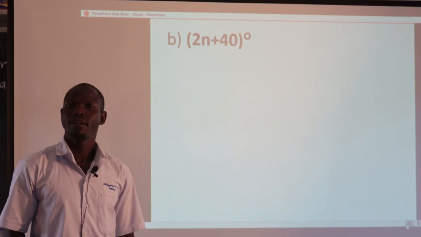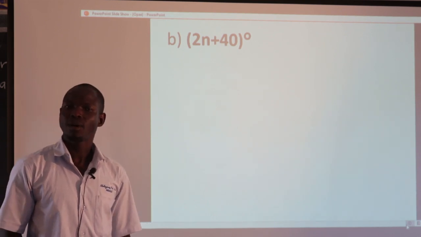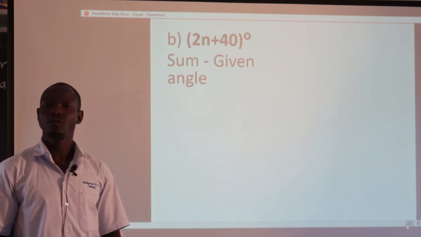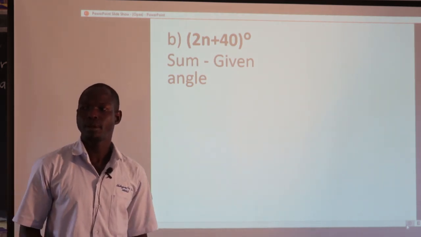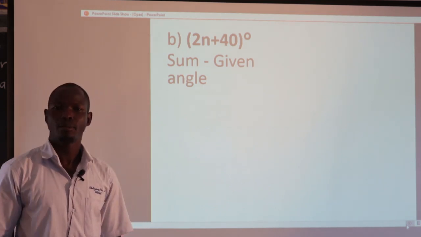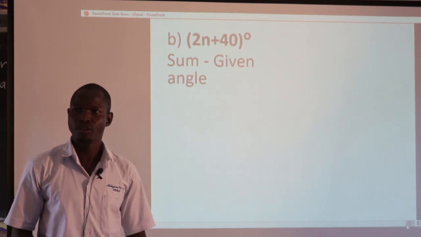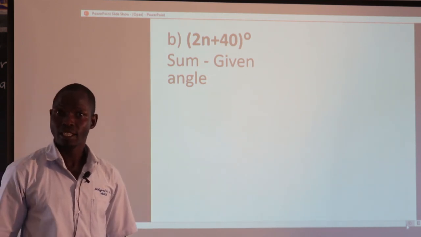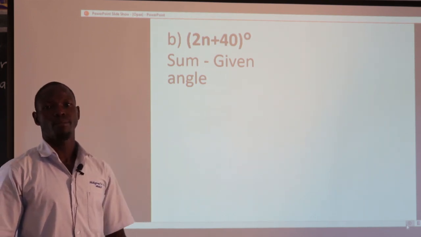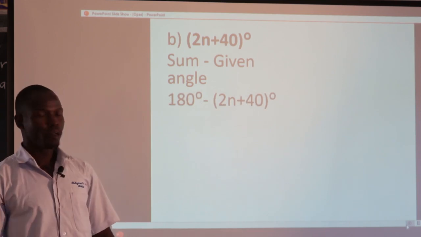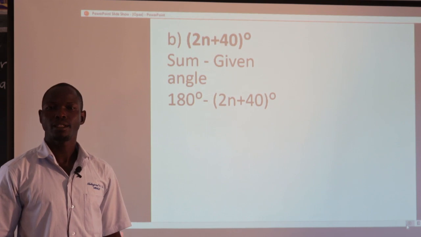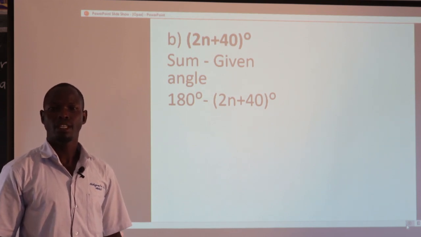So for this one, the method that works is sum minus given angle. That is the only method you use when you're finding the supplement of such angles. Any angle which has an unknown, and you're looking for its supplement, the only method we use is sum minus given angle, as you can see from our board. And then the next step, we substitute. So when we substitute, we shall have 180 degrees minus, into brackets, 2n plus 40 degrees.